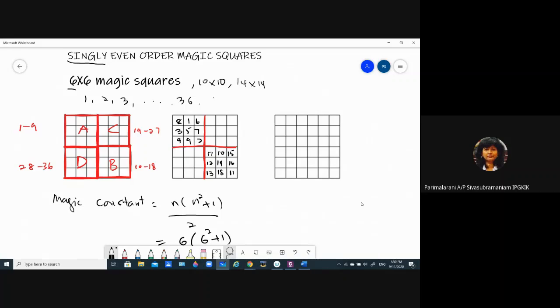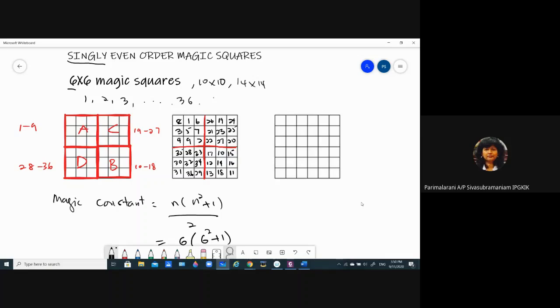And then C will be 19 to 27. So this is 19, 20, 21 cannot, so 22, 23, 24, 25, 26, 27. And then D is 28 to 36. So this is 28, 29, 30, 31, 32, 33, 34, 35, 36. Now you add each column.